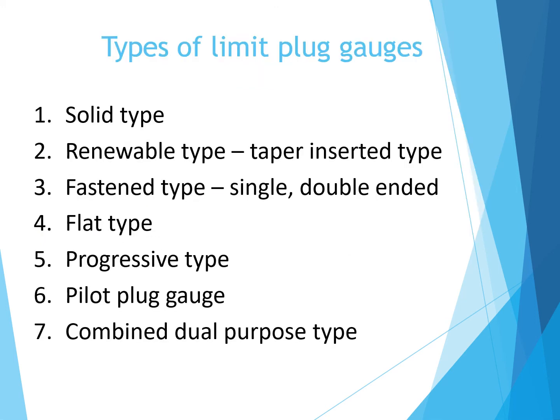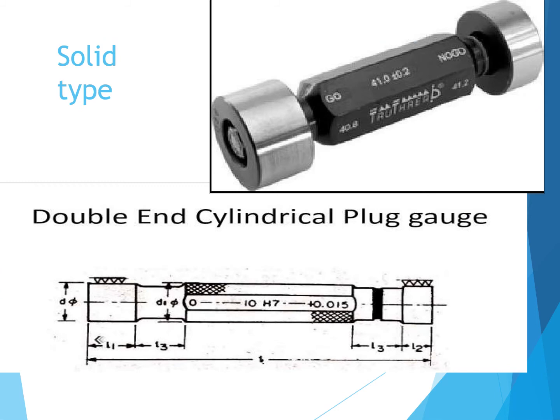Then types of limit plug gauges. You have solid type, then renewable type, fasten type, flat, progressive, pilot plug gauge, combined dual purpose type, etc. So you can see the solid type. You can see it is solid in nature. You have go on one side and no go on the other side. So go will get into the dimensions and no go will not get into the dimension.